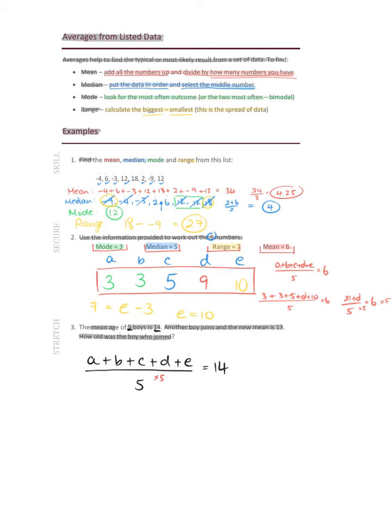Now if I times by 5 on both sides, that gives me the total, because the total is what we get when we add them all up like this, 14 times 5 equals 70. So that is the total age of the 5 boys. And now I'm going to do the same with the second set of boys. It says another boy joins and the new mean is 13. So now I have 6 boys.